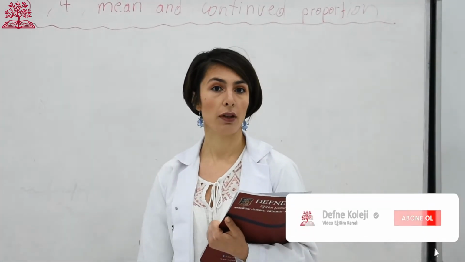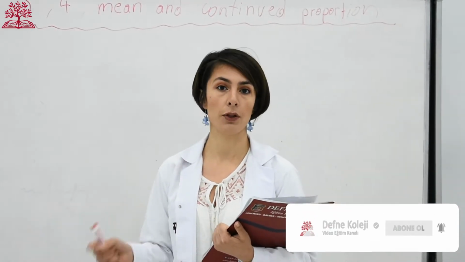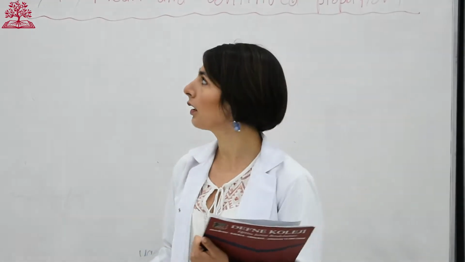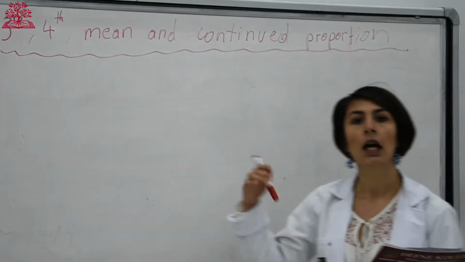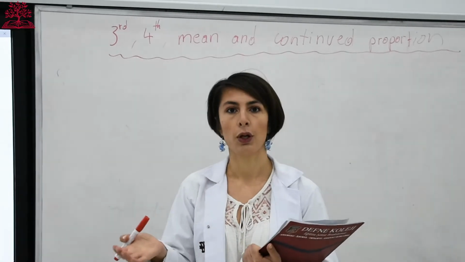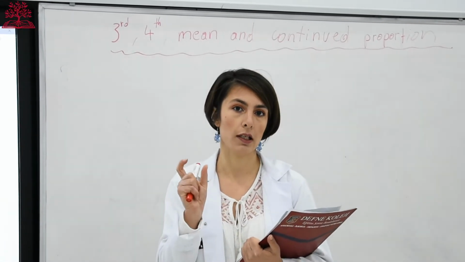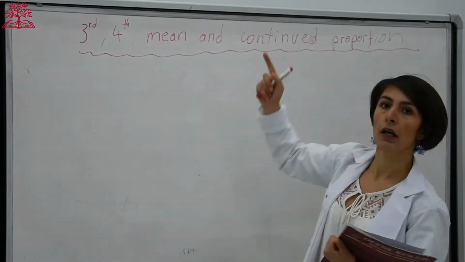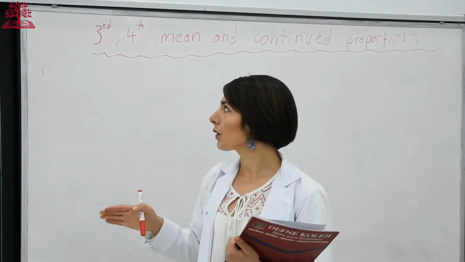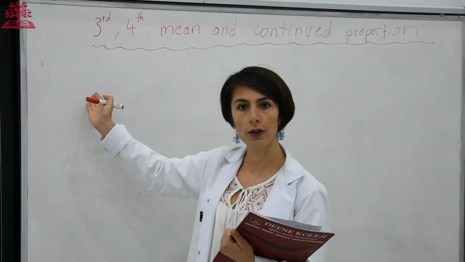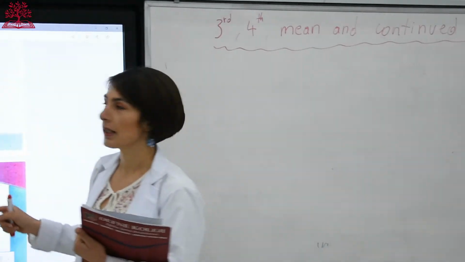Today we will continue with the variation. Last time we talked about the direct and inverse variation, and today we're going to find the third, fourth, mean and the continued proportion. What is the ratio first of all? We talked about the ratio before. The ratio is the relation between two quantities. And what is the proportion? Proportion is the equivalence of two ratios. So today we're going to start with the third, fourth, mean and continued proportion. Let's get it started.